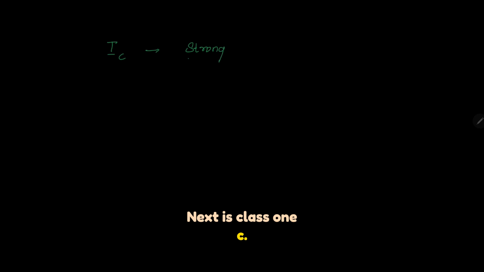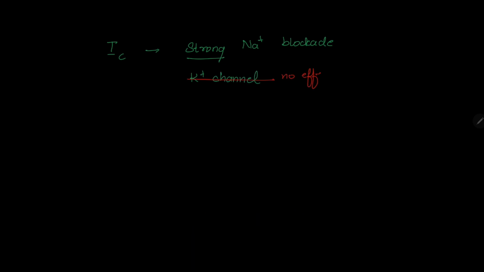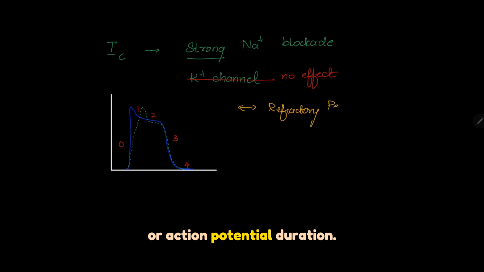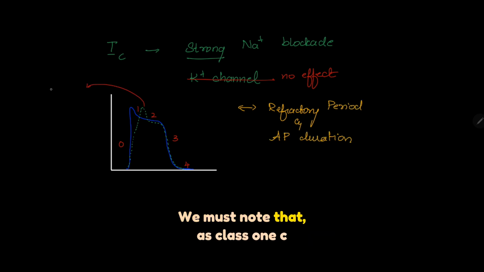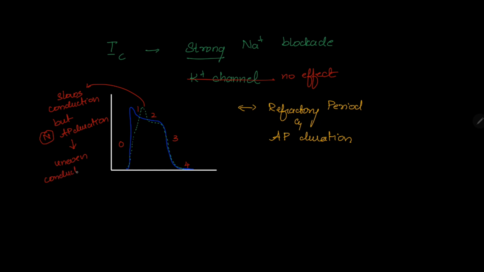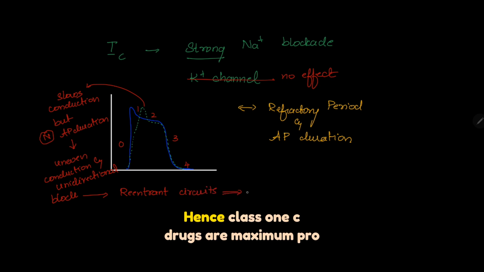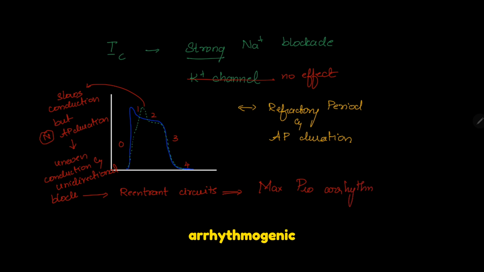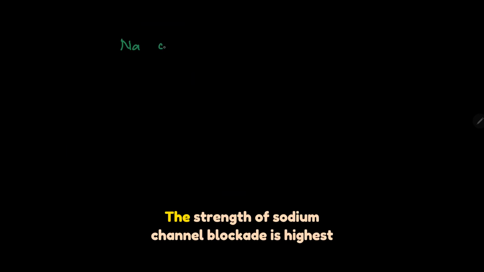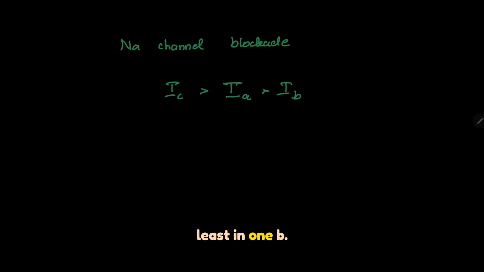Next is Class 1C. They have a strong sodium channel blockade and no effect on potassium channel. So now we have a decrease in phase 0 slope and no change in refractory period or action potential duration. We must note that, as Class 1C drugs slow the conduction velocity but have normal action potential duration, there would be uneven conduction and unidirectional block causing re-entrant circuits. Hence Class 1C drugs are maximum pro-arrhythmogenic. The drugs of this group are flecainide and propafenone. The strength of sodium channel blockade is highest in 1C, moderate in 1A, and least in 1B.